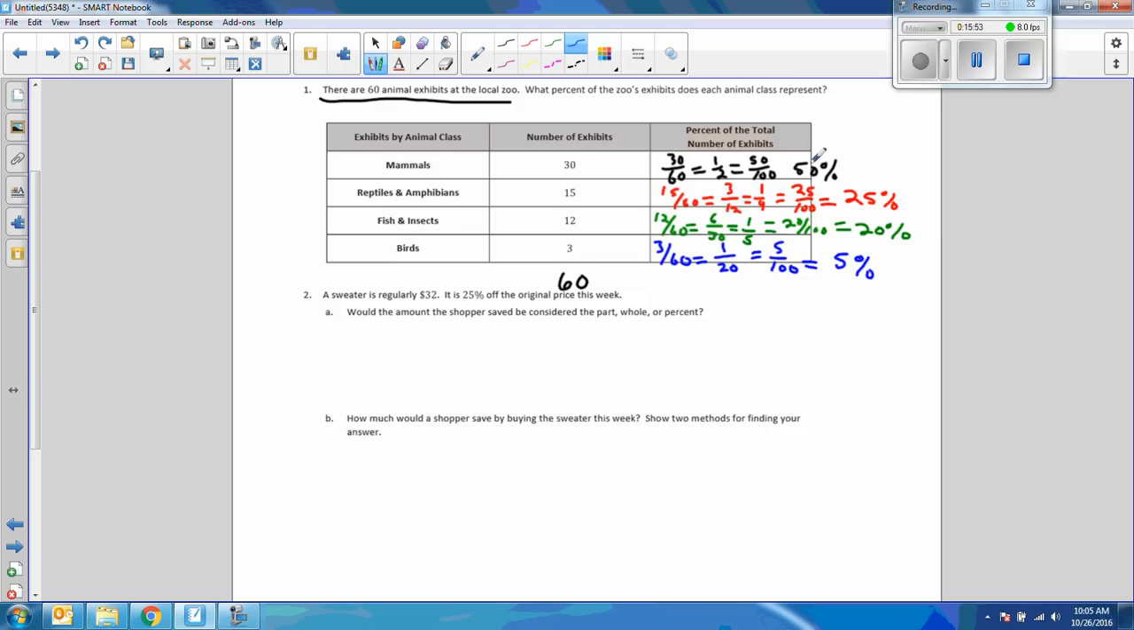And then we need to check. 50 plus 25 is 75. Plus 20 is 95. Plus 5 is definitely 100%. So we did it correctly. Okay? All right, number 2.